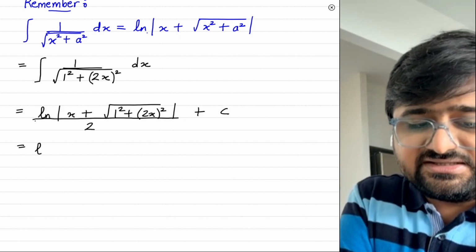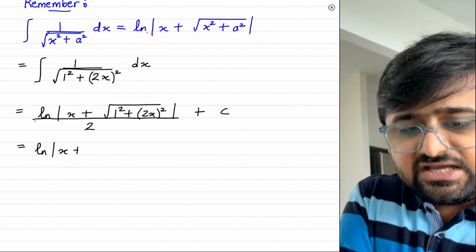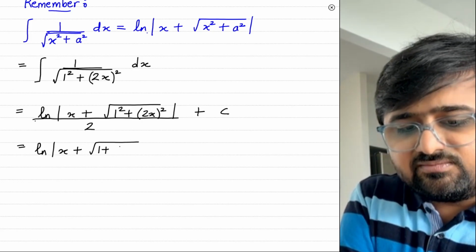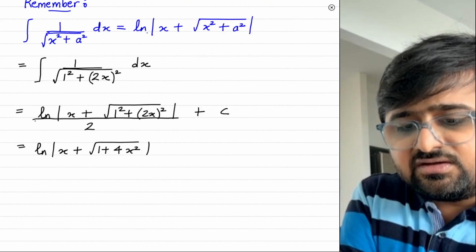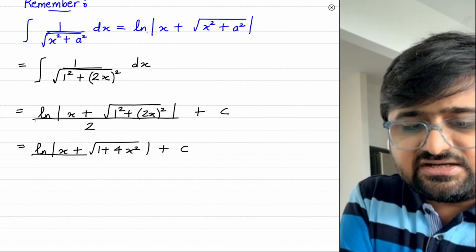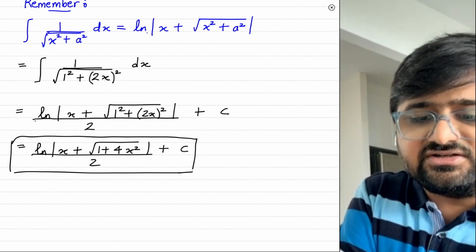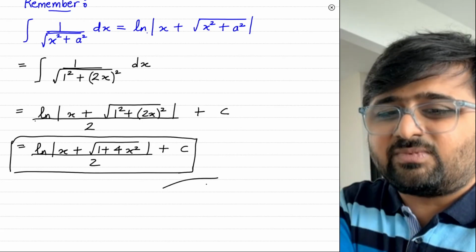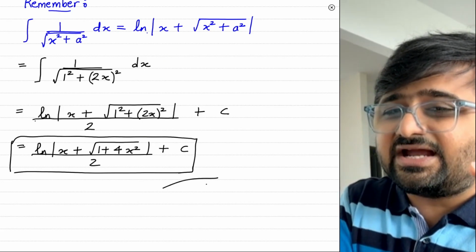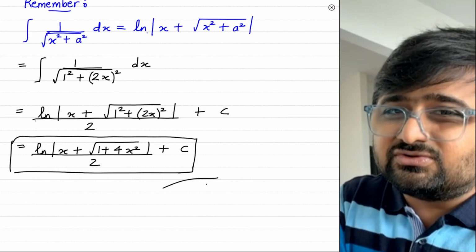You can simplify this a little bit and say ln of x plus square root of 1 plus 4x squared, plus constant of integration c, and don't forget to divide by 2. This is nothing but your final result of that integral. How cool is that? By knowing that special formula you could integrate that difficult looking integral in a few seconds.